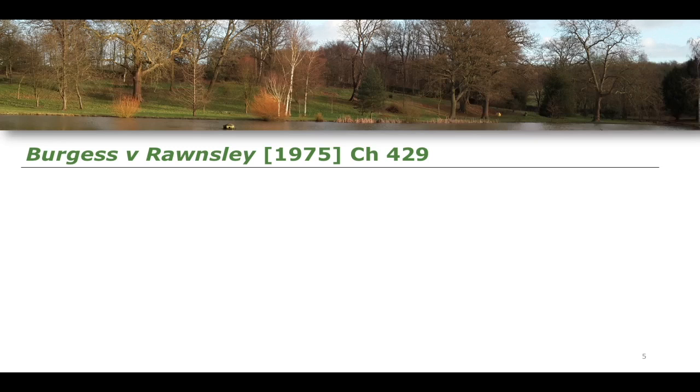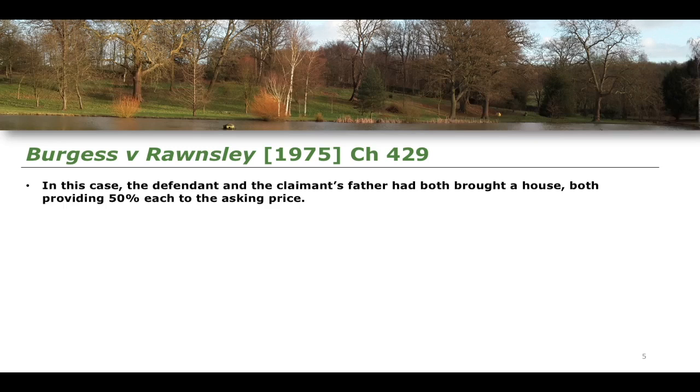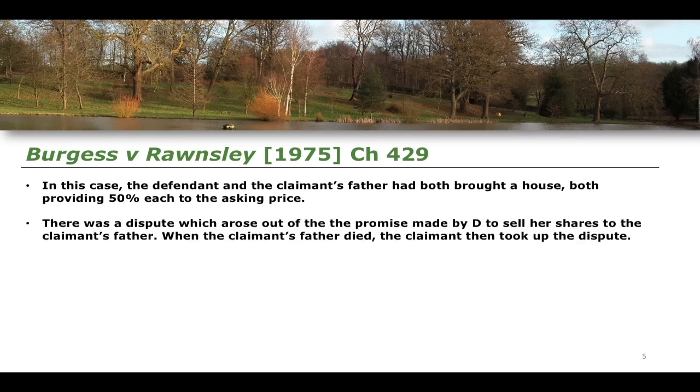And we can illustrate this in the case of Burgess v Rawnsley from 1975. In this case, the defendant and the claimant's father had both bought a house, both providing 50% of the asking price each, so half and half essentially. There was a dispute which arose around the promise made by the defendant to sell her shares to the claimant's father. When the claimant's father died, the claimant then took up the dispute.